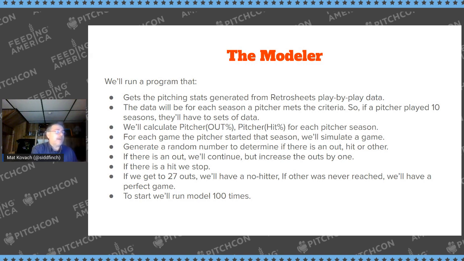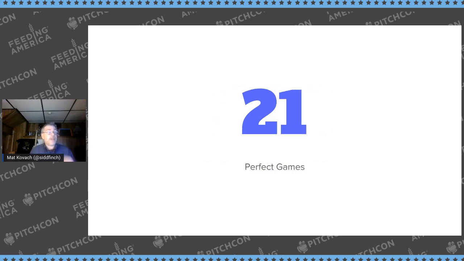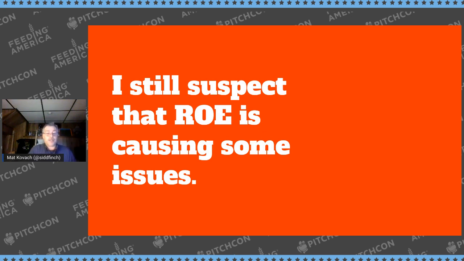It took probably 3 minutes on the crappy old computer I used. I got an average of 200 no-hitters, which included perfect games, and we had 21 perfect games. And if we remember, we had 196 and 18. So the numbers are fairly close, coming off exact data.